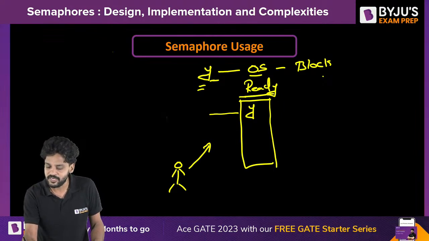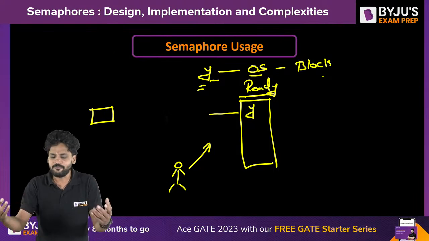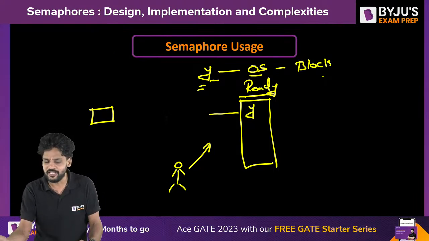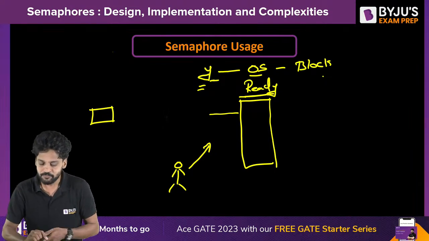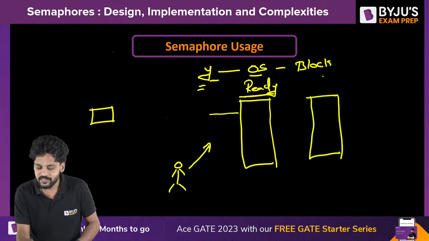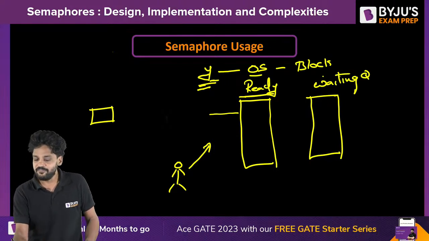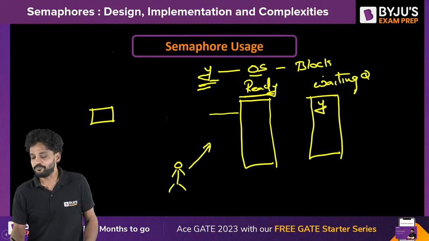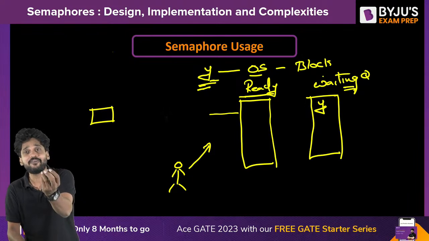If this process comes back to the ready queue, obviously it will get scheduled sooner or later again back to the CPU. No matter what, as long as the semaphore value is not available, there is no point in scheduling this process which is waiting for the semaphore. So what the operating system does is block this Y. What is blocking? Simply, it will shift Y from the ready queue to the waiting queue. This waiting queue is specially designed for the processes which are waiting for a semaphore.